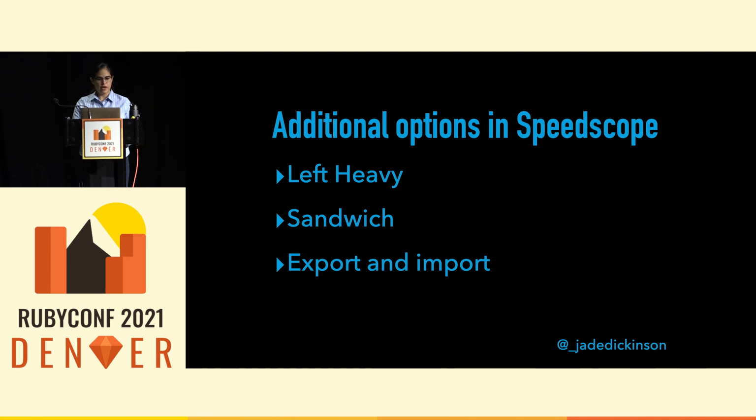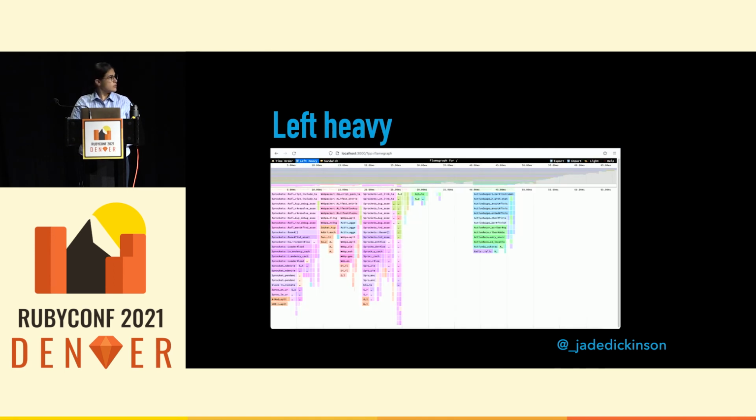So I'm going to talk about the left-heavy view, the sandwich view, and the export and import options. The first additional option in Speedscope is the left-heavy view. This groups stacks which are the same together, and it means it cannot sort along the x-axis by time. Instead, it sorts each group so that the biggest stack for each group is on the left, so therefore each group is left-heavy.